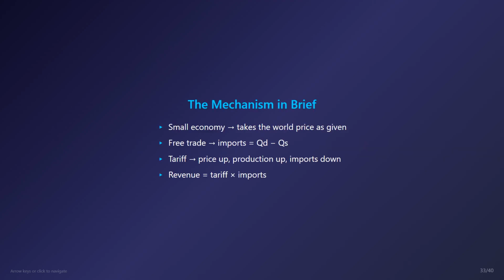Let's state the mechanism in brief. A small economy takes the world price as given. Under free trade, imports equal QD minus QS. A tariff raises the price, so domestic production rises and imports fall. And the government's revenue is the tariff times imports.